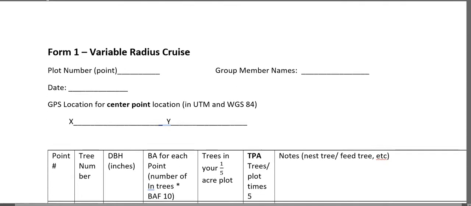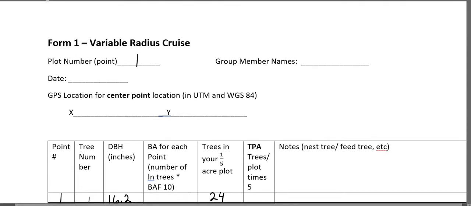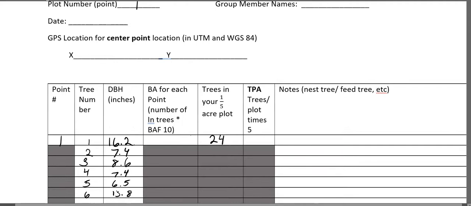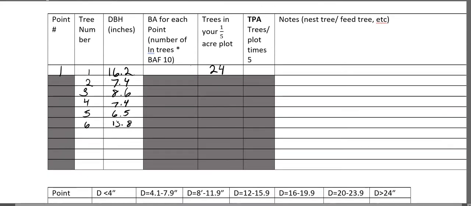I have some of it already filled in. Plot 1, I'm not going to fill in the coordinates for the time being, but here is what that would look like. I had 6 trees. Here are their diameters. So if I had 6 trees and a basal area factor of 10, I just take 10 times 6, and I get 60 square feet per acre. And then I had 24 trees in a 1/5 acre plot, so I just need to take 24 times 5. I get about 120.